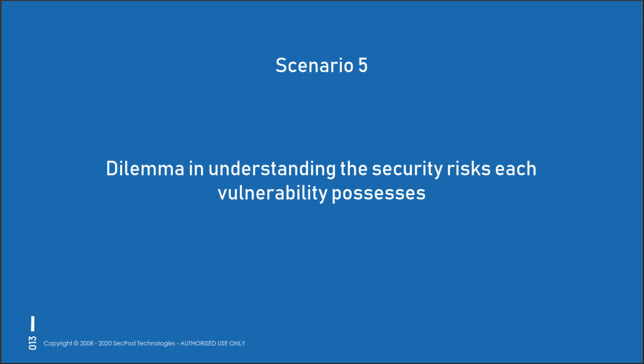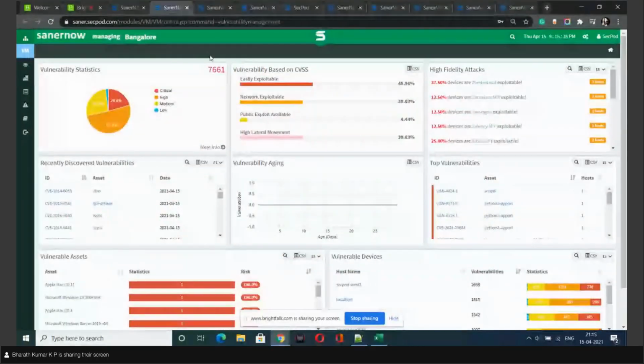It is very important to understand the level of risk each vulnerability poses. With other vulnerability info, SanerNow also provides their exploit level. Let me show that to you in the product. So this is the vulnerability management dashboard. So here in the section vulnerability based on CVSS, we can see the vulnerabilities are categorized into easily exploitable, network exploitable, high lateral movement, and public exploit available.